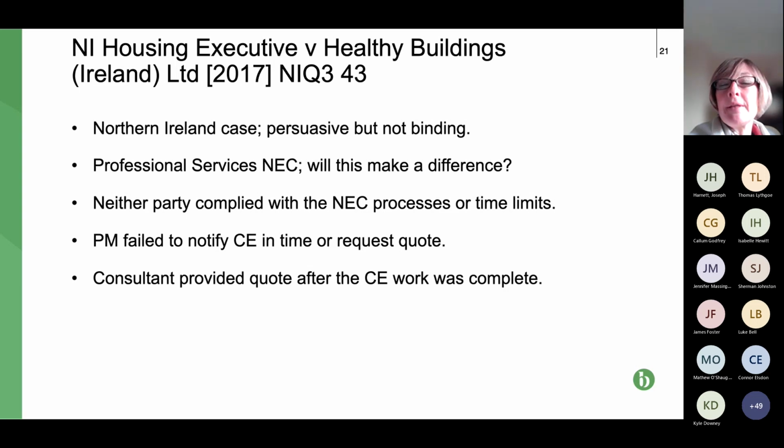The consultant nevertheless did the work, which was as it should be. And once it had completed the work, it provided a quote. And slightly bizarrely, it provided a quote on the basis of NEC. So it forecast its cost, even though it had by that point completed all of the work, so it knew what its cost was.